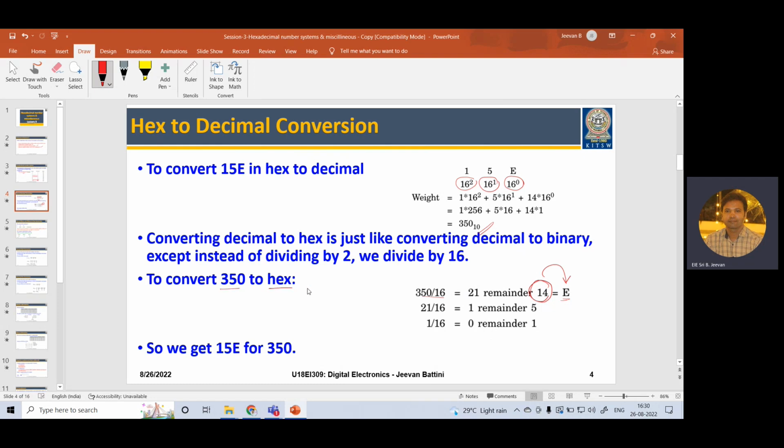Convert 350 to hexadecimal. Divide by 16. The quotient is 21 and the remainder is 14, and 14 is represented as E in hexadecimal. So we follow the same process as we did for octal to decimal and decimal to octal.